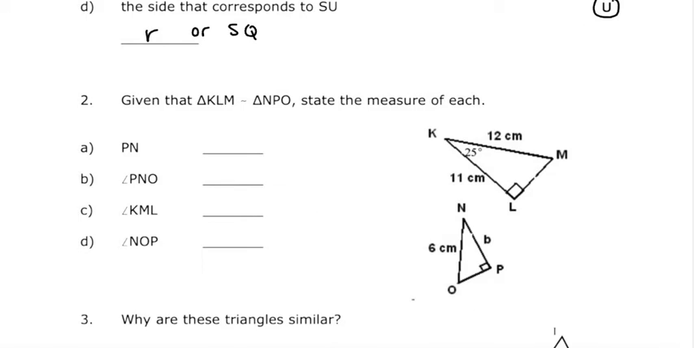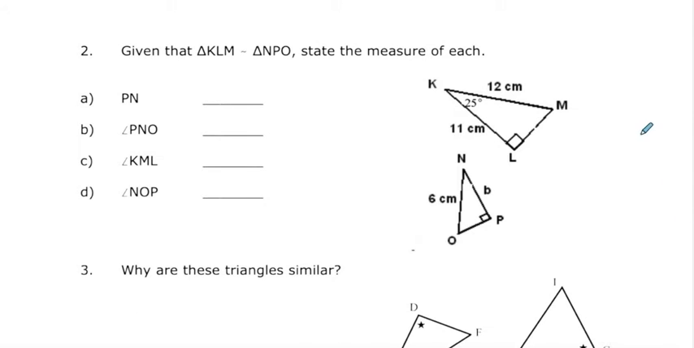Now let's take a look at these other two similar triangles, for example, 2. So I have triangle KLM is similar to triangle NPO. So N and K are the same, and P and L are the same, and O and M are the same. So whatever order they are in written is also the order that they match up to geometrically or visually. So I want to know what the measurement of side PN is.